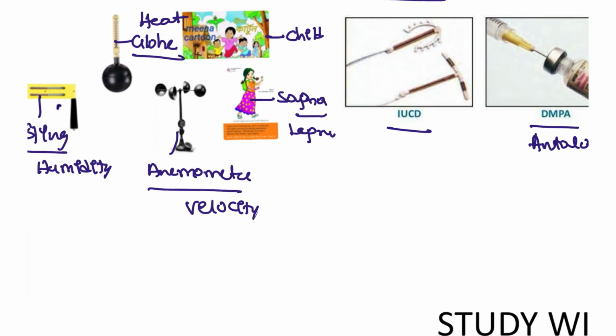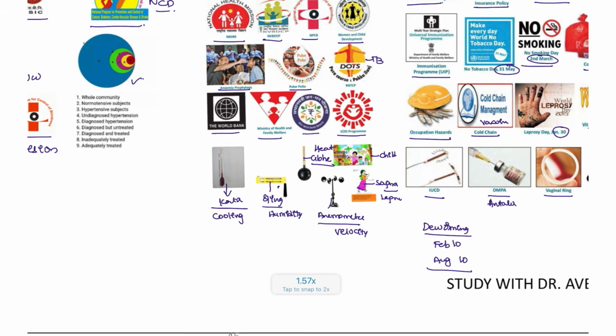Okay, and deworming days, that is asked previously. Deworming days, one is Feb 10th and the other one is on the August 10th. Okay, Feb 10th and the August 10th every year.